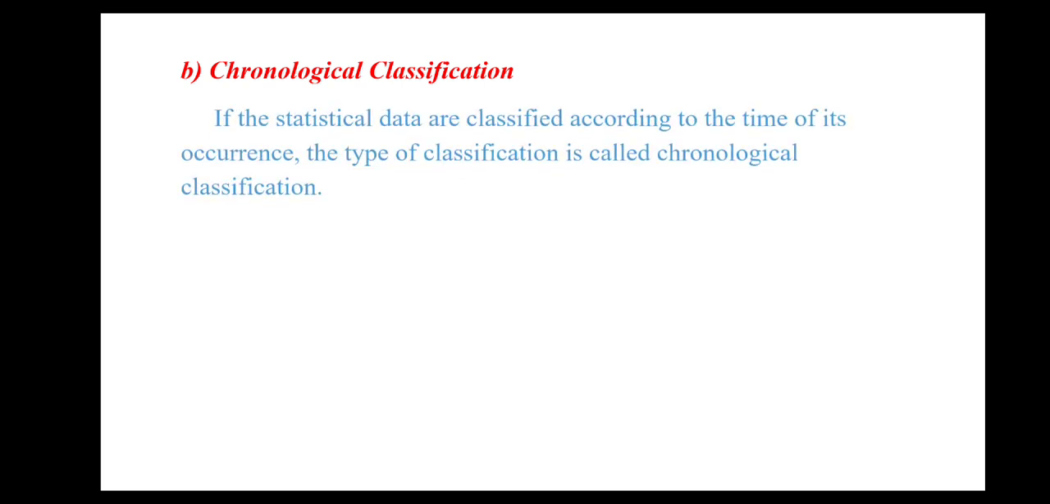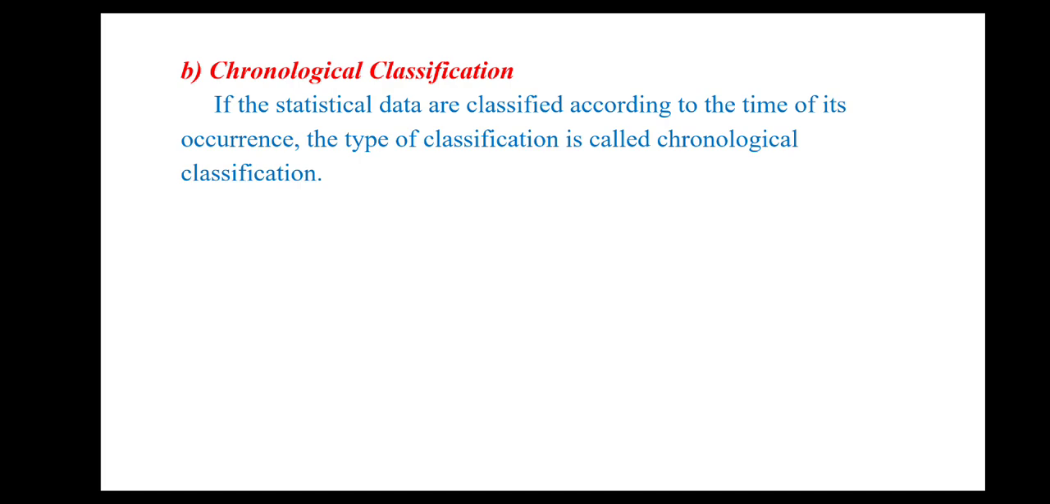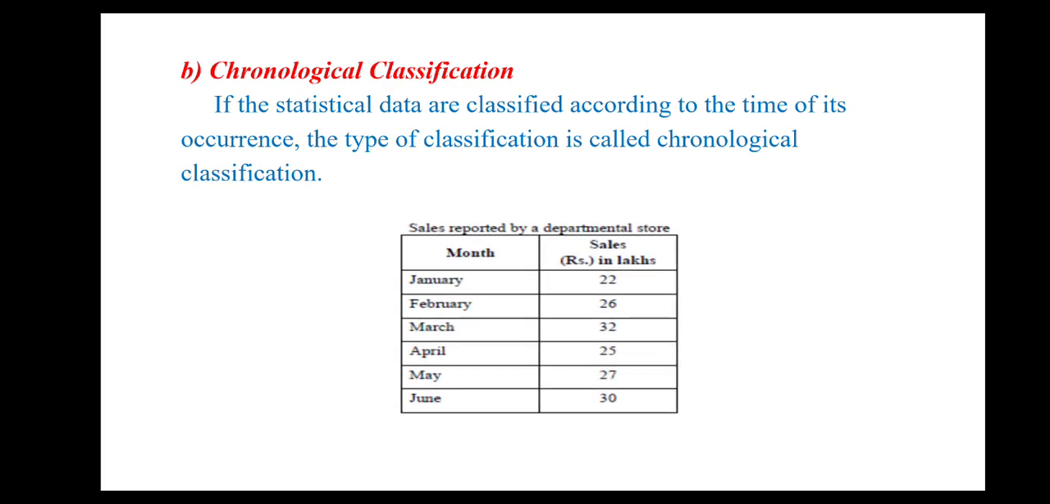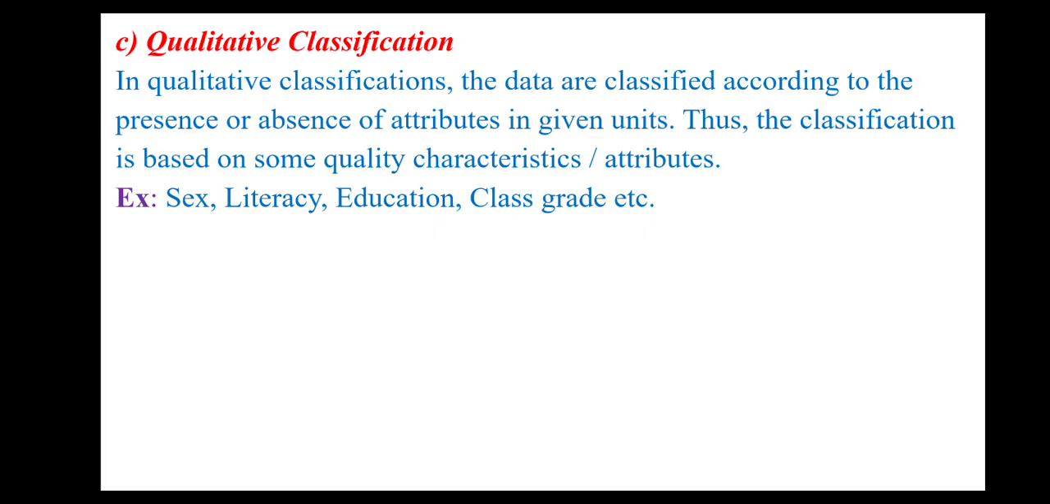Chronological classification: according to one format, either ascending order, descending order, or alphabetical order. The statistical data are classified according to the time of their occurrence. This type of classification is called chronological classification. Here is an example: month and sales. January 22 lakhs, February 26 lakhs, March 32 lakhs, April 25 lakhs, May 27 lakhs, June 30 lakhs. According to the order, we take January, February, March, April, May, June. That is called chronological classification.